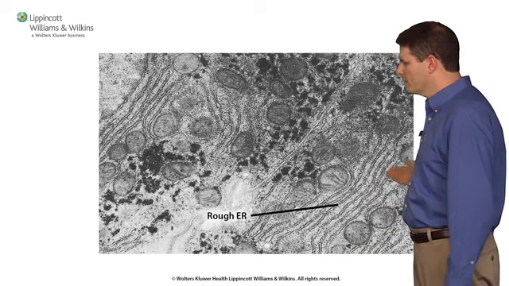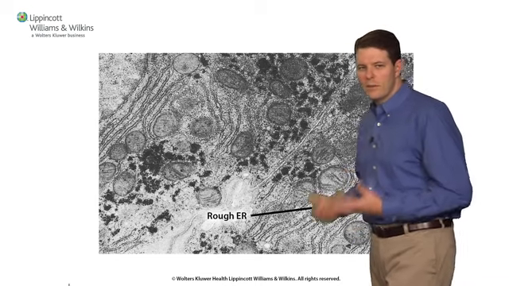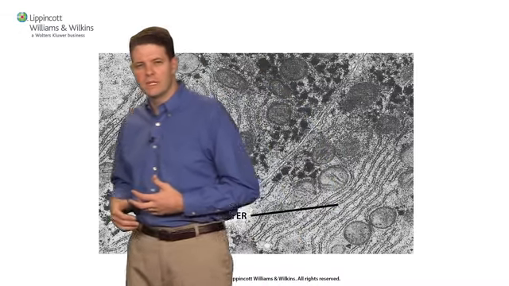It's probably a 4-star topic, which means nearly everyone can expect at least one question on this. So let's start with the rough endoplasmic reticulum, or the rough ER. The rough endoplasmic reticulum is rough because it has ribosomes. Now the ribosomes are translating a lot of protein.